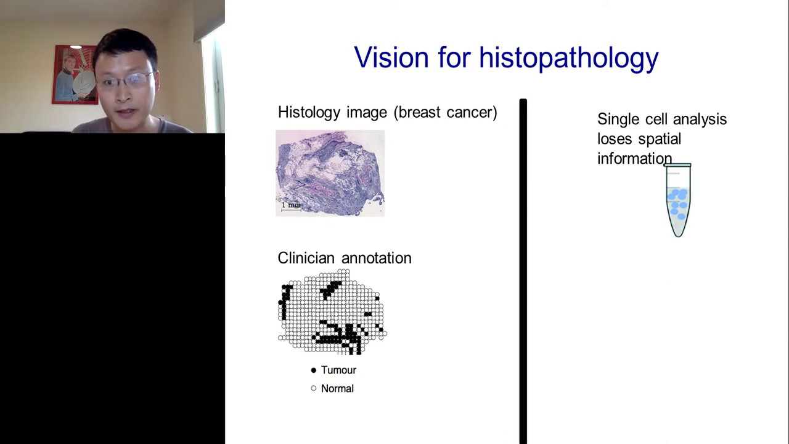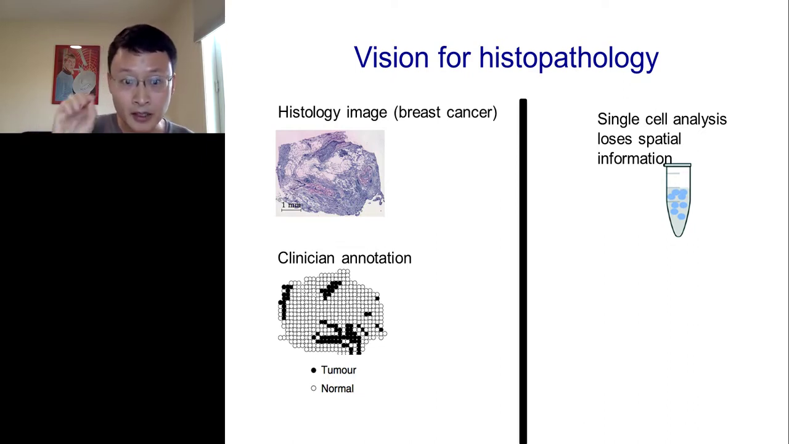So these two different technologies both have pros and cons. The advantage of the single cell or genomic analysis is that you have much richer information. For every individual cell, if you do RNA-seq, you have thousands of genes that are being measured. The downside is that you lose the original spatial information.